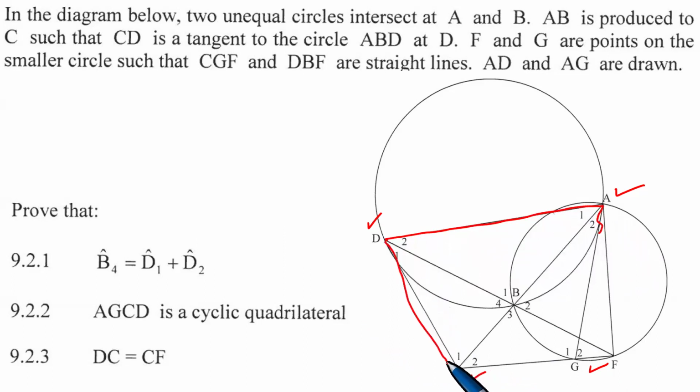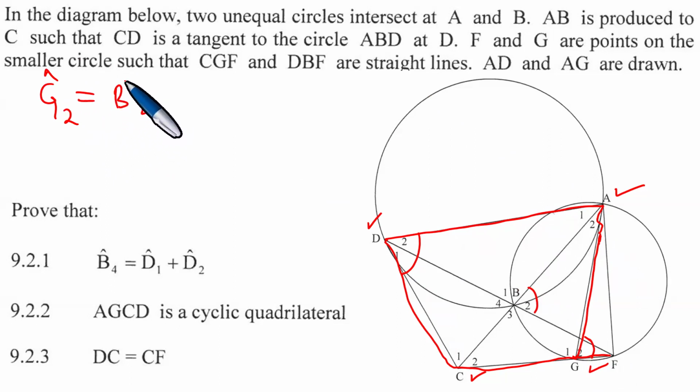Okay, let us just trace it like this, and trace it this way. So we can prove that this angle here is equal to this angle there. And how do we then prove that this angle outside is equal to the angle inside? There are a couple of things that remain very important. First and foremost, we can see that angle G2 is equal to angle B2.